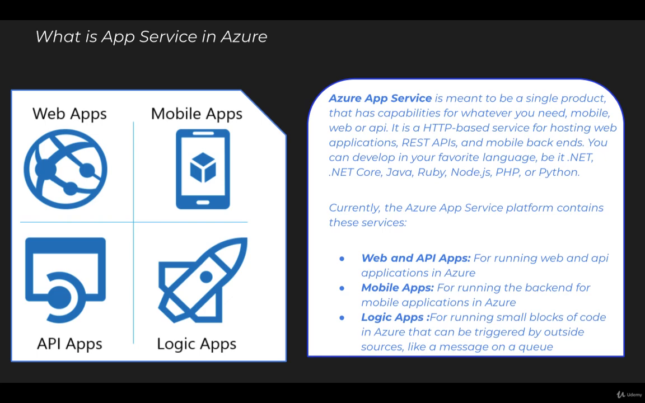And then the last is logic apps. If you have gone through AWS, it is like a Lambda function, wherein you can run small blocks of code in Azure that can be triggered by an outside source like a message or a queue. For example, if some data is saved into your SQL DB, run a certain function. Or if someone uploads an image into blob storage, then a certain message or notification will be sent. There are numerous functions or code you can write with the help of logic apps. All these services are combined into one package, and we call it App Service in Azure.